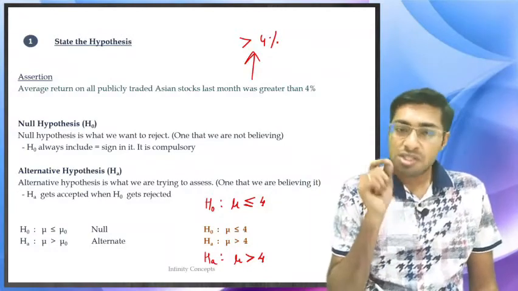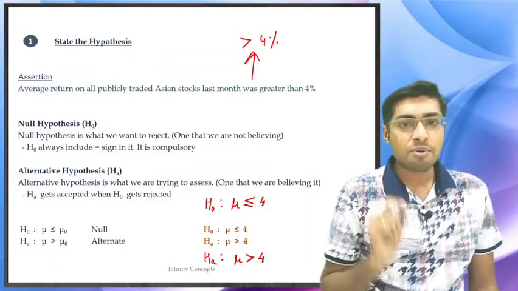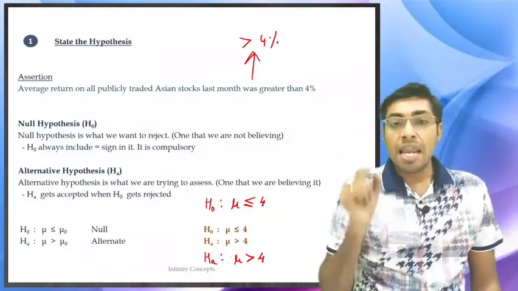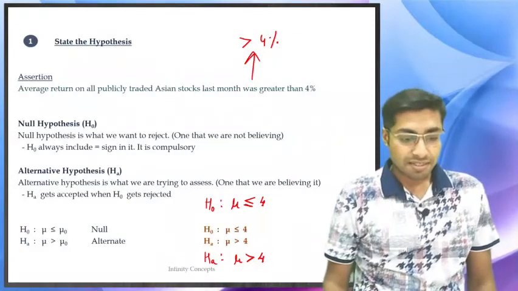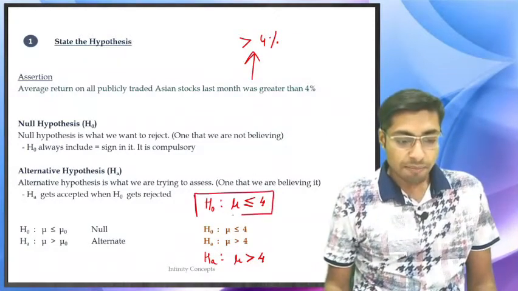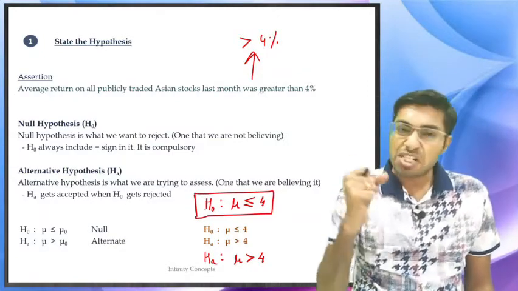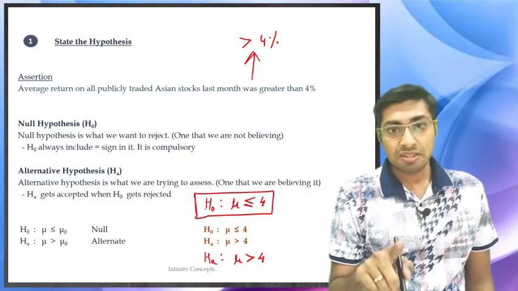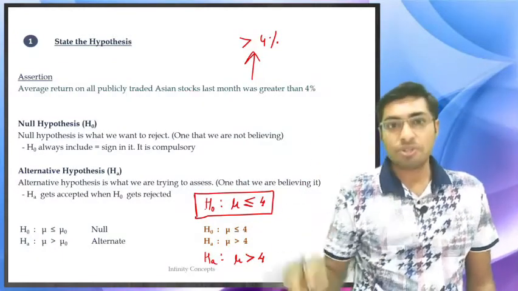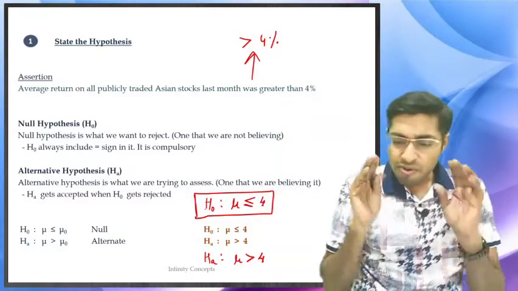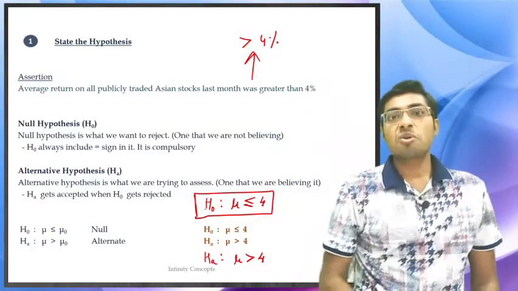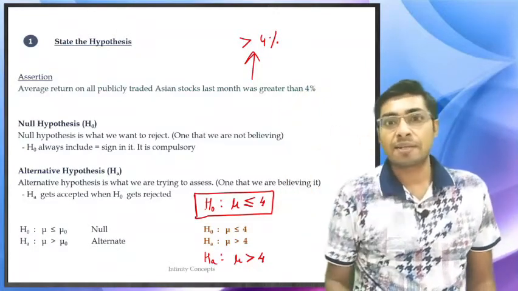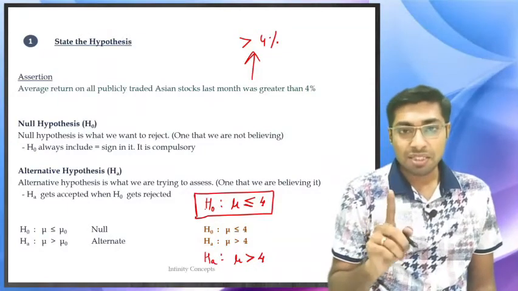Remember to always put some kind of is-equal-to sign in the null hypothesis. So here, the opposite of the statement, your null hypothesis, is less than or equal to 4%. Remember, you always want to reject the null hypothesis, because the null hypothesis is the opposite of your statement, and therefore you want to reject it so that you are finally satisfied that the statement that you have made is correct. This is your null hypothesis.